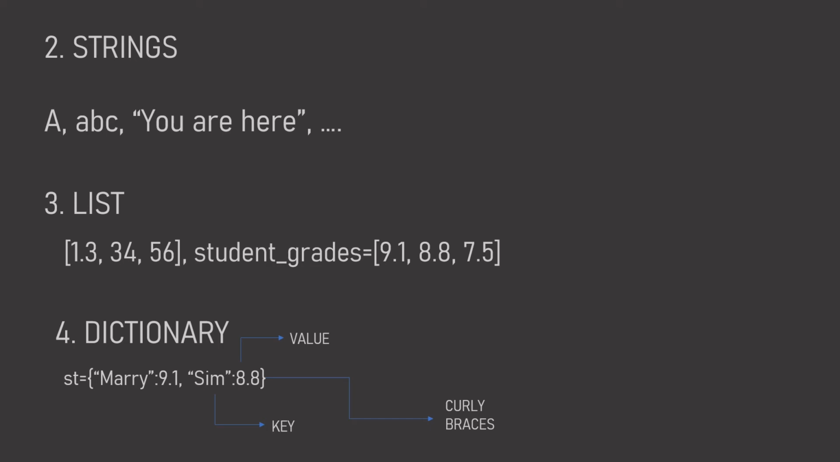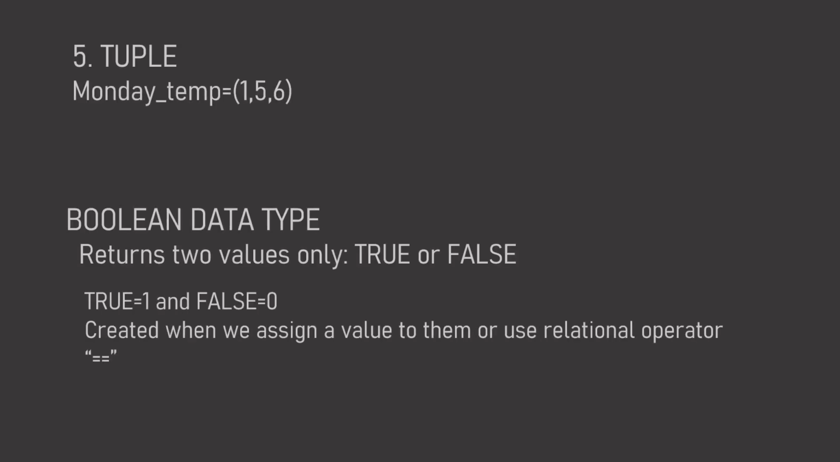Then another type is dictionary. The difference between a list and a dictionary is that in a dictionary we use curly braces, and we don't only have a value over there, we also have two things, that is key and value. The value is assigned to the key written before the colon, like here the key is sim and after the colon the value is 8.8. Then another data type is tuple. We can also store values in this type of data type.